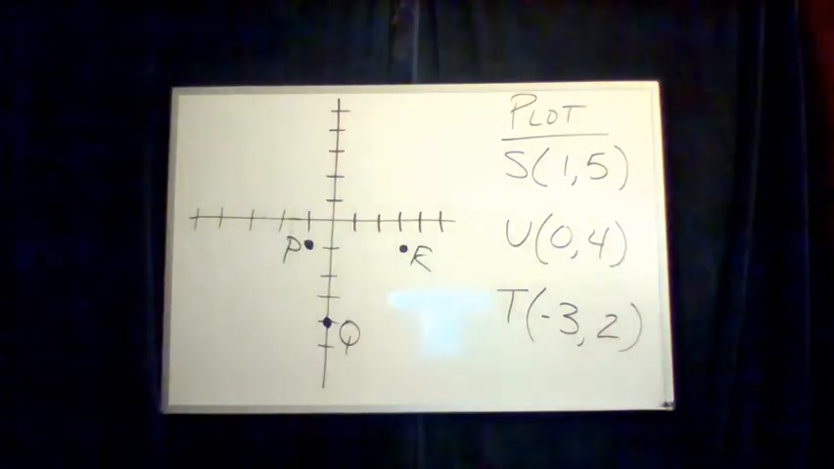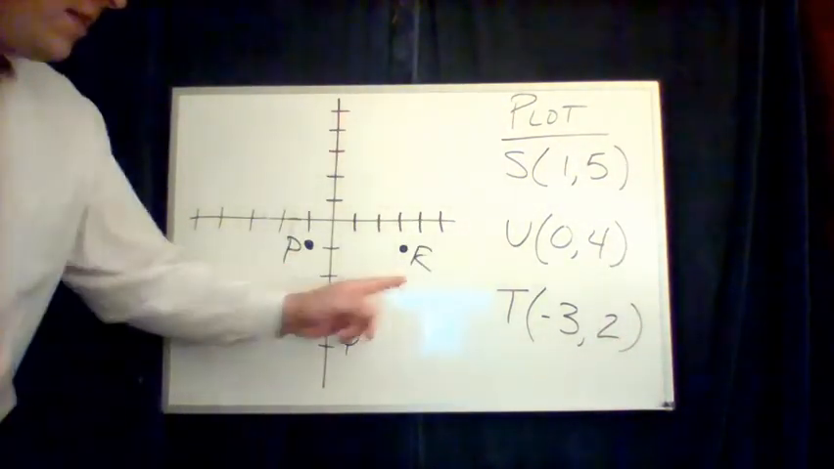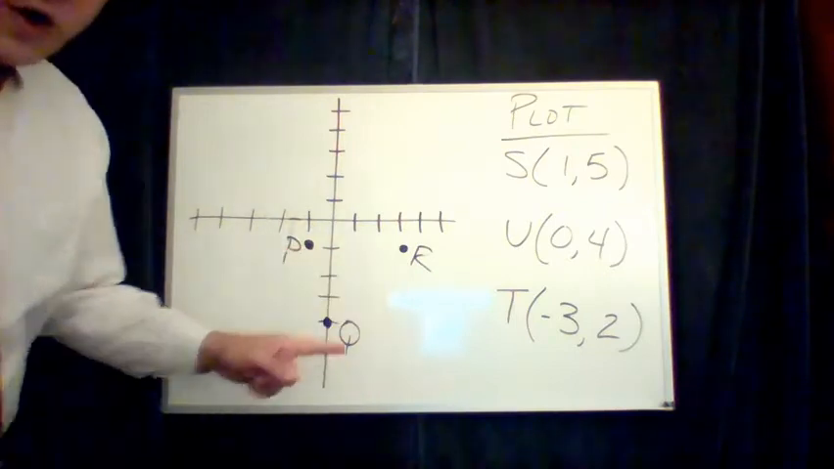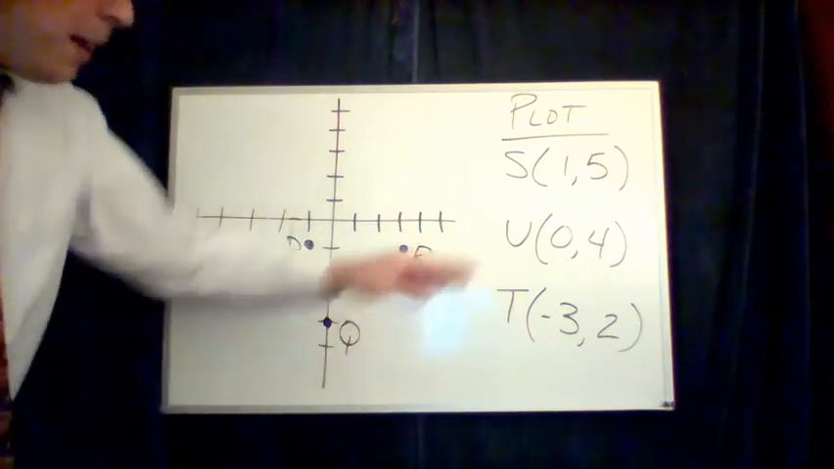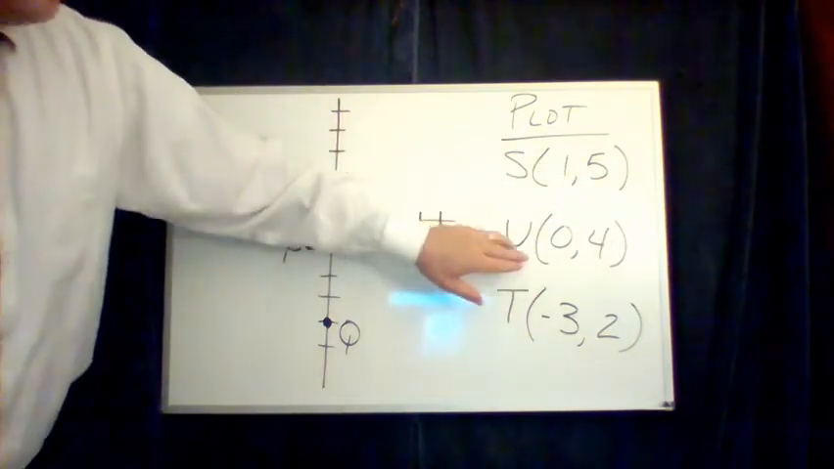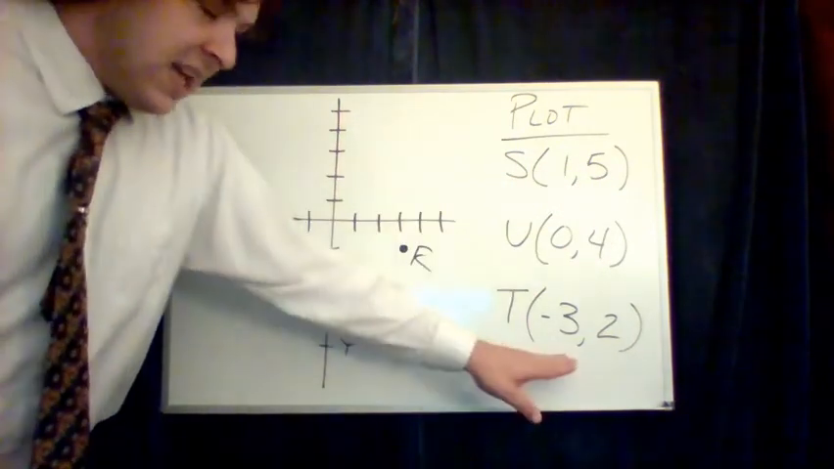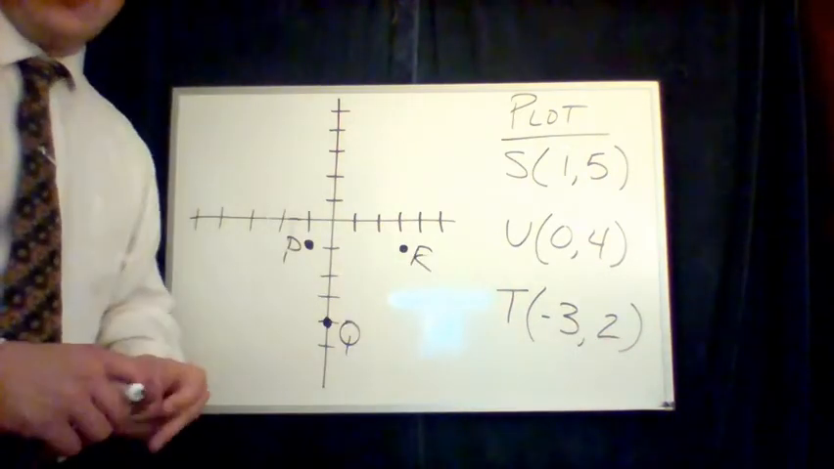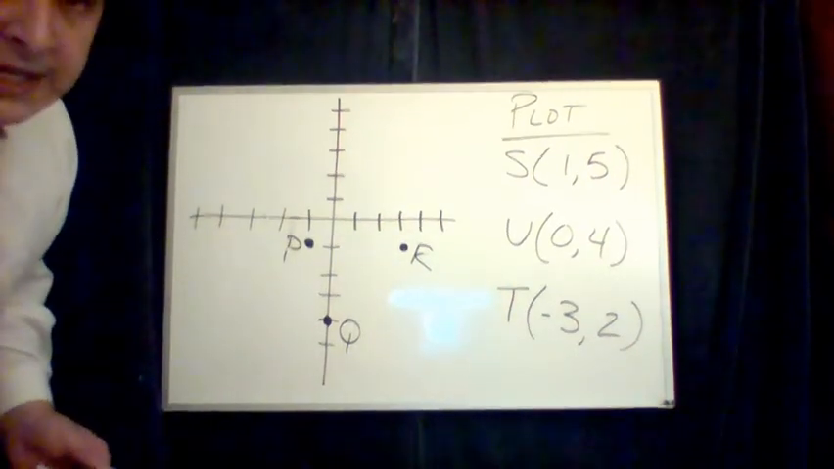Okay, so you have 6 things to do here. Tell me what the coordinates are for P, R, and Q. And then plot these 3 points on your own. Put S at 1, 5, put U at 0, 4, and put T at -3, 2. All right, make sure you bring these with you to class next week.